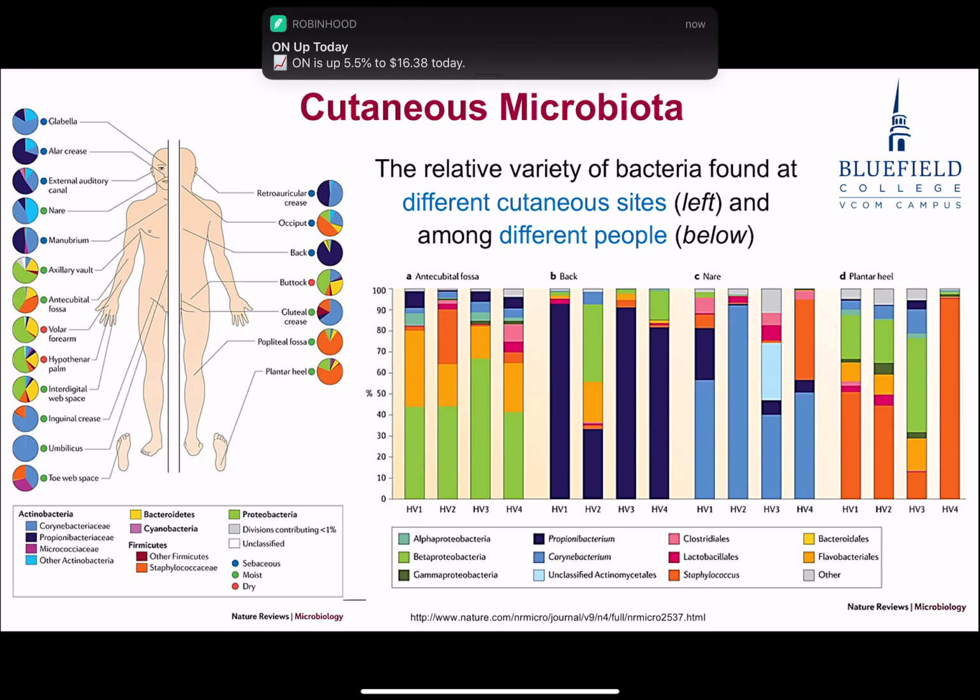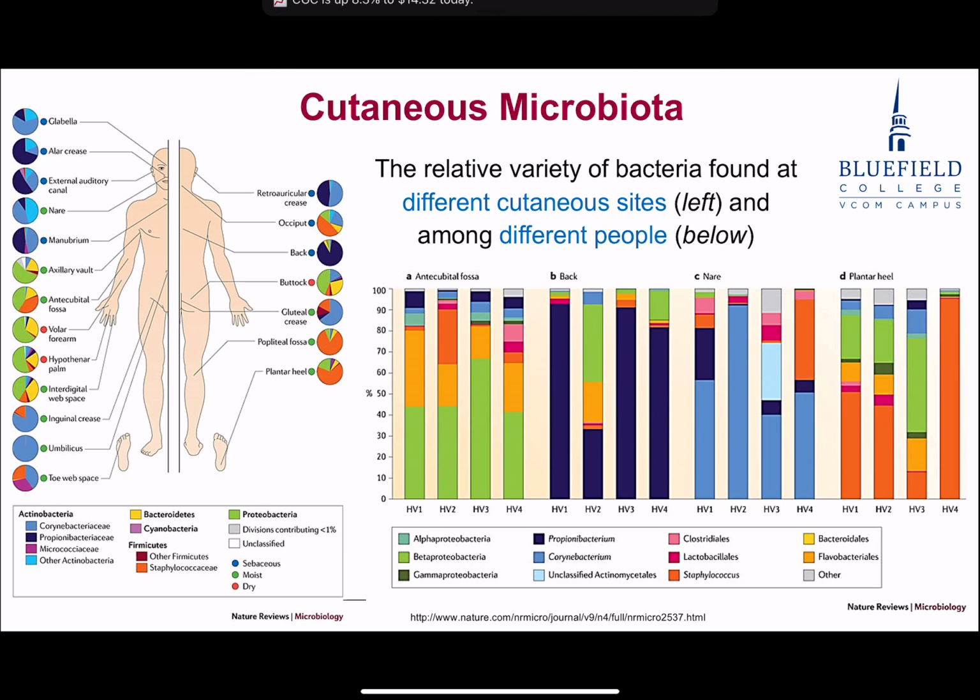All right, so here, HV1 through 4, those are our healthy volunteers. And then they're showing just 4 different sites. So the back, the nose, the heel, all right. And again, look at the differences in colors.